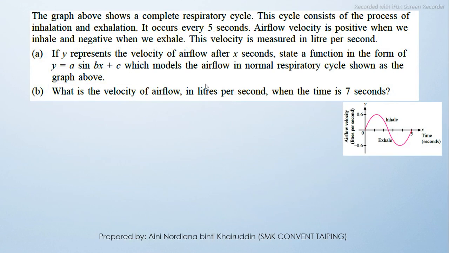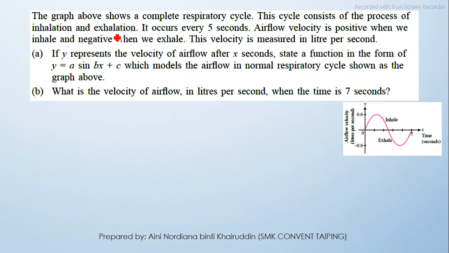The graph shows a complete respiratory cycle. The cycle consists of the process of inhalation and exhalation. It occurs every 5 seconds. So one complete cycle occurs in 5 seconds. Airflow velocity is positive when we inhale and negative when we exhale. This velocity is measured in liters per second.